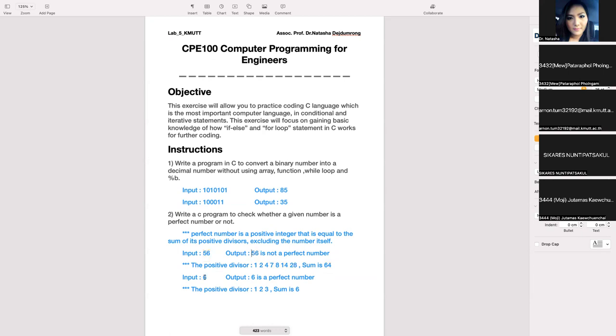But if I input 6, 6 has only 3 positive divisors, that is 1, 2, 3, and the sum of them is 6. You find it is equal to the input number. So you say that 6 is a perfect number.